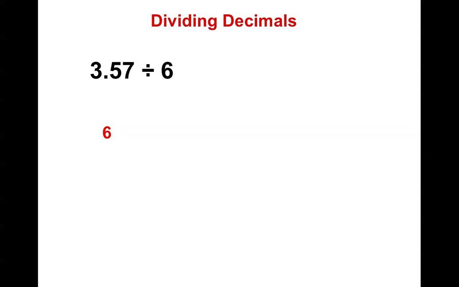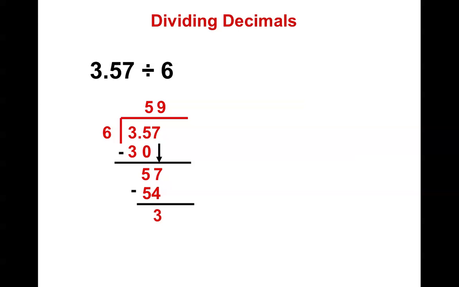Once again, try this one. Give you a chance to pause. In this situation, did you notice you can add a 0 and bring it down? And 6 goes into 30 5 times. And that'll allow it to terminate. Notice the decimal goes straight up.